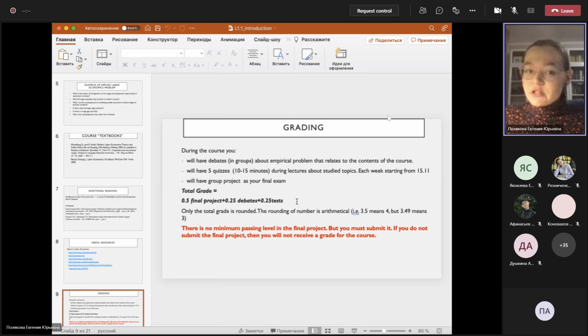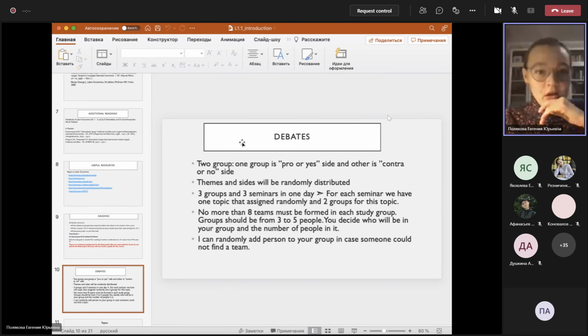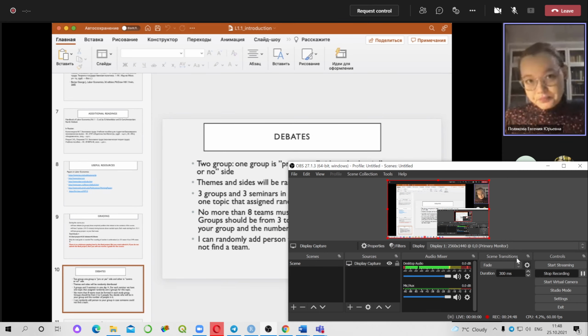There is no minimum passing level in the final project, but you must submit it. You must submit something. If you do not submit the final project, you will not receive a grade for the course. Even if, based on the debates and the tests, you reach the minimum passing level, nevertheless you need to submit the final project in order to get a grade. I hope it's clear.